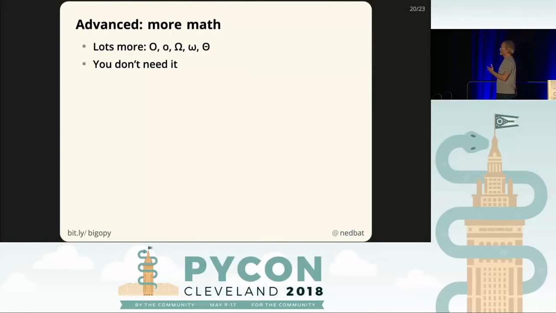And there's more math. If you dig into the math, basically mathematicians have taken every letter that either looks like an O or sounds like an O and given it a meaning. And you don't need it. You don't need it at all. And so there might be mathematicians in the audience right now who are going to say, you know, you're not really even talking about big O. Yeah, shut up. I don't care. This is what we mean by big O.